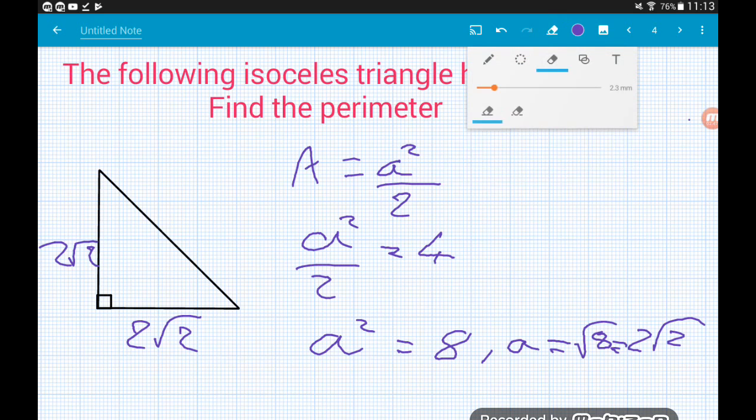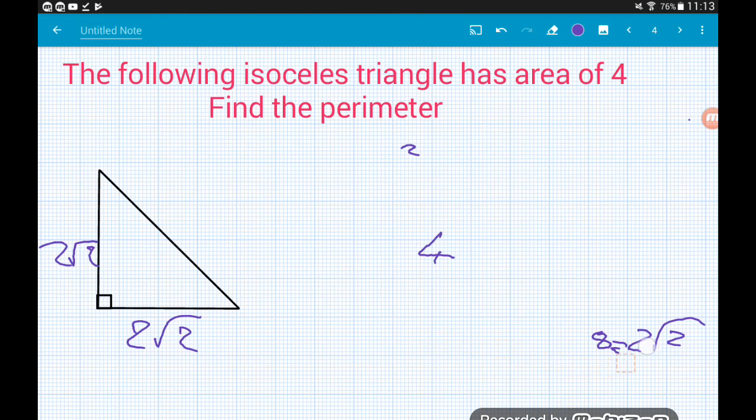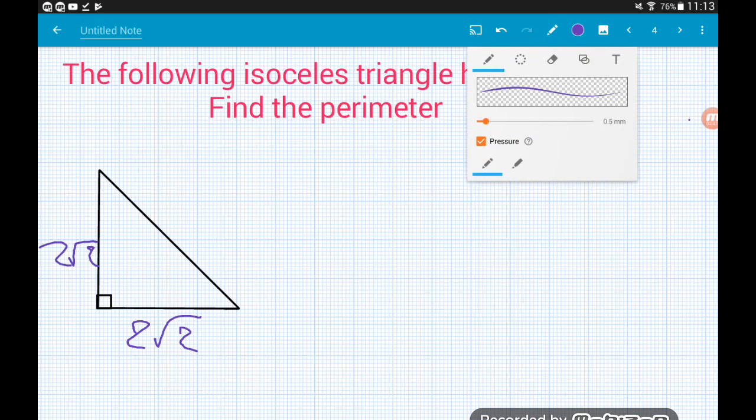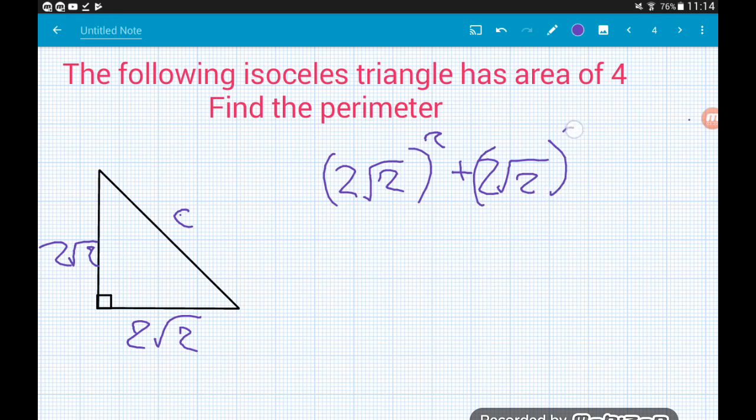So if I just get myself some space, we're going to use Pythagoras to do this because we're dealing with a right angled triangle. Okay, so by Pythagoras we know that the short side squared and added together will give us the long side squared. So if we call this chap C for now, then we know that 2 root 2 squared add 2 root 2 squared will give us C squared.